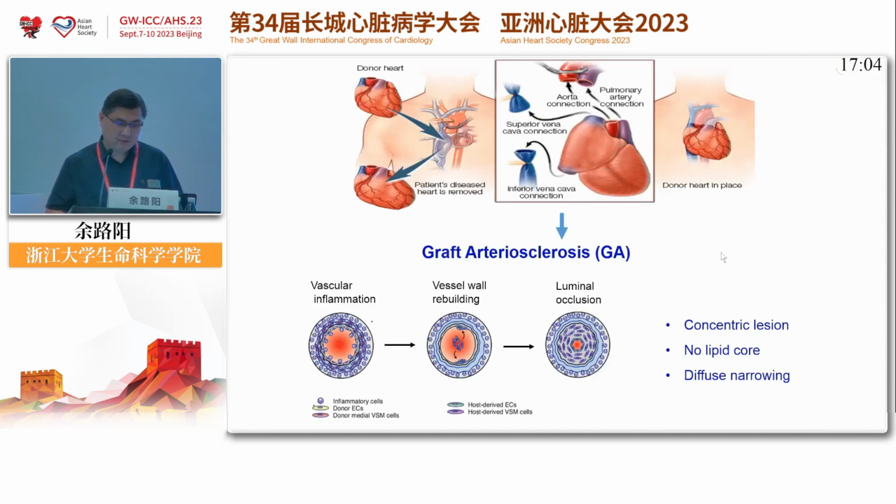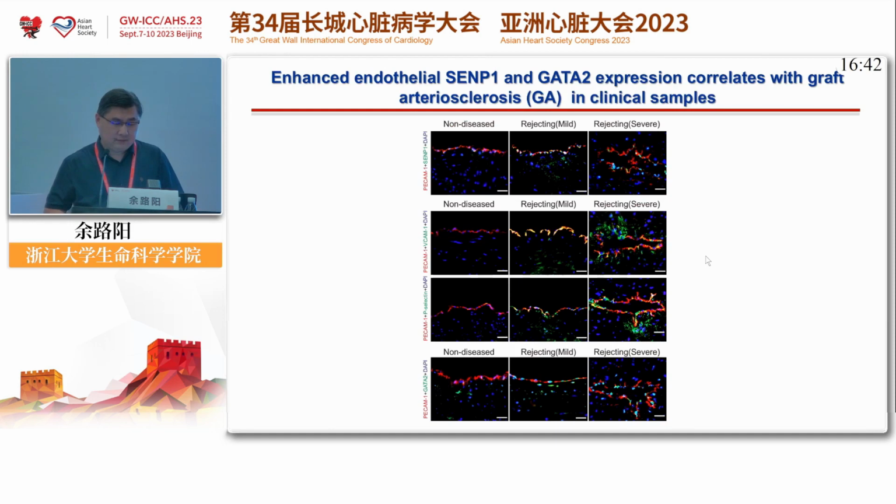Based on this, after I came back to China, the first story investigated the role of SUMOylation in GA, graft arteriosclerosis. The major reason is that GA is a major cause of organ failure after transplantation, but it is also a typical vascular remodeling event. And we found clues in clinical specimens.